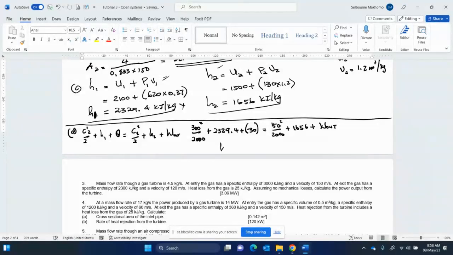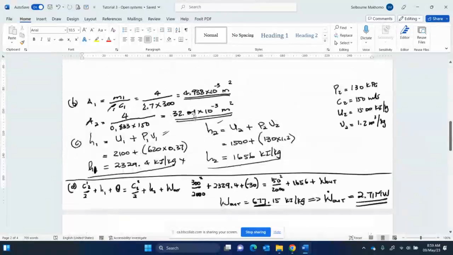Okay, so the work output here comes to 677.15 kilojoules per kilogram. Now to make it power output in kilowatts, you are going to multiply that value by 4, and the answer will give you 2.71 megawatts. So this is our final answer. You know that this 677 multiplied by 4, the mass flow rate, will give you 2.71.